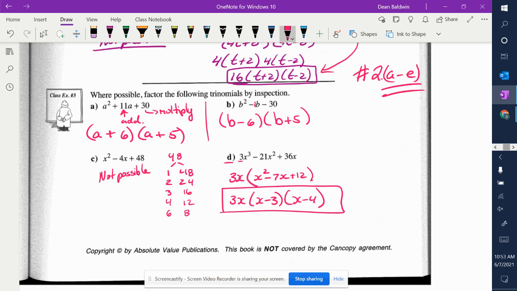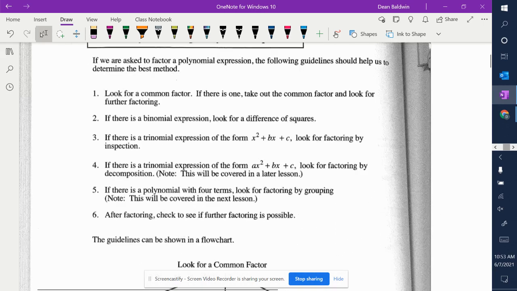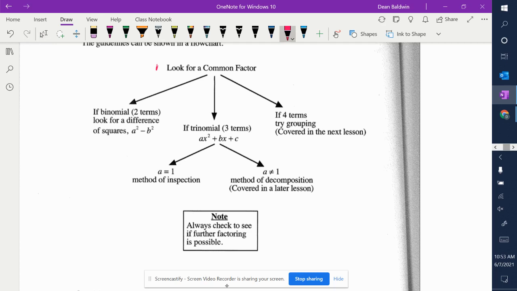You turn the page. Okay, this thing that I just handed out is basically this. So this tells you the order to do things in. Starting at the top. Step 1, always look for a common factor. Okay, that is the first step. It'll make your life easier because it'll shrink all the numbers to smaller values.